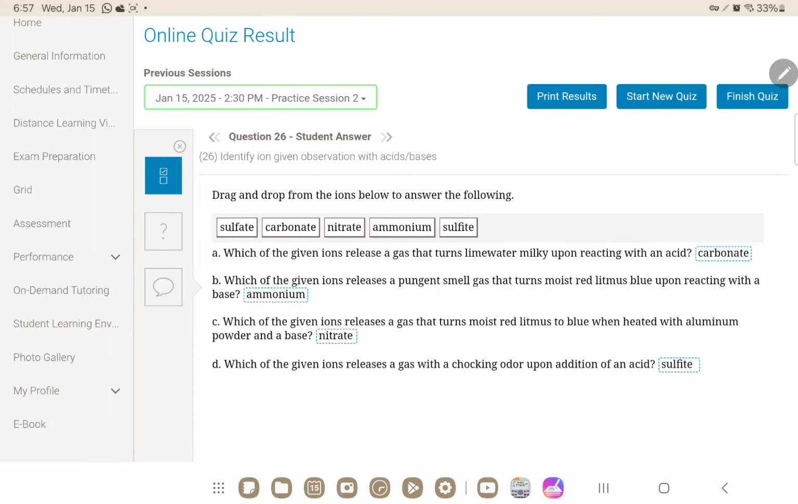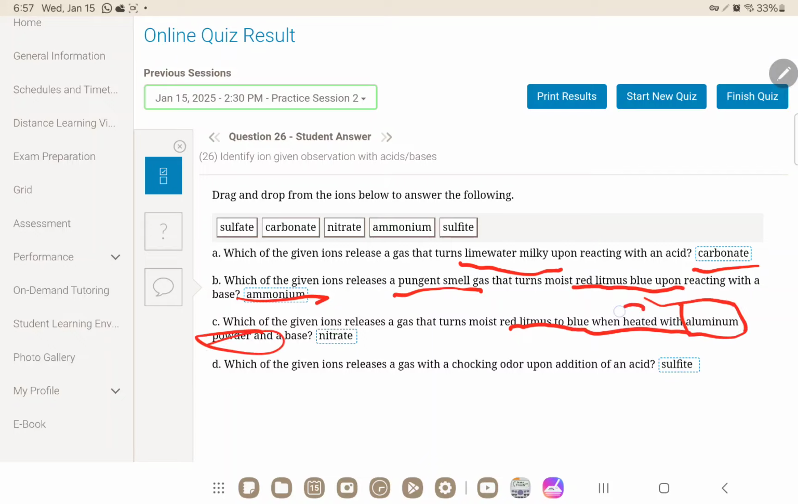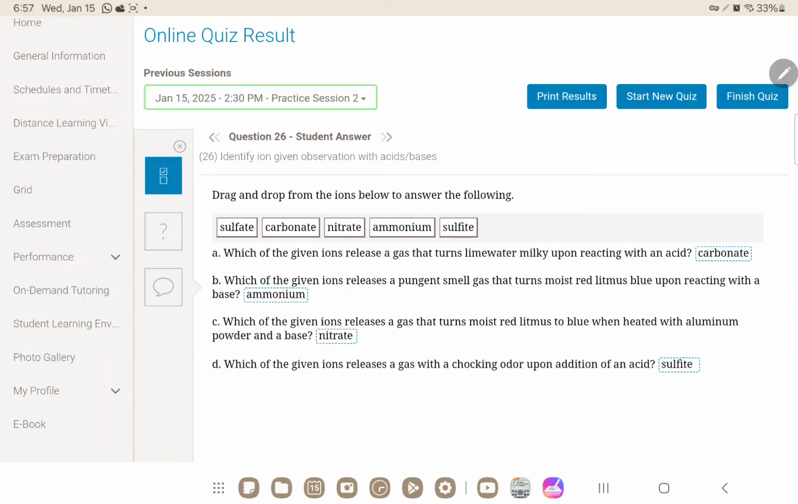Okay. Whenever you see lime water milky, carbonate. Pungent smell, moist litmus paper blue, ammonium. Then moist litmus paper to blue when heated. Whenever you see aluminium powder and heating, nitrate. And then choking odor upon addition of acid, sulfite, not sulfate, sulfite. And that's it.